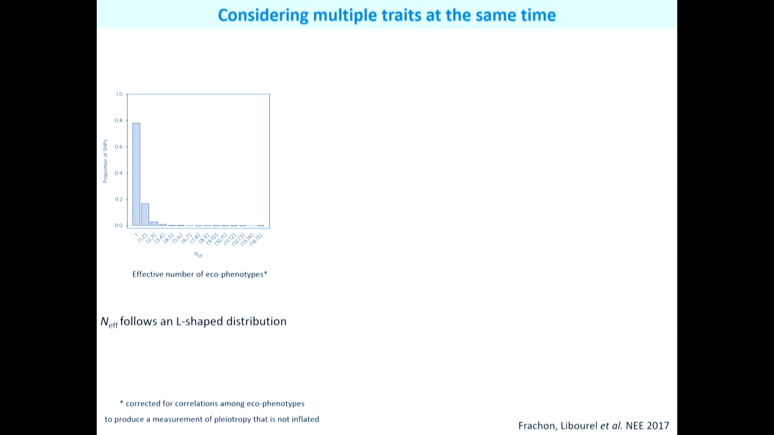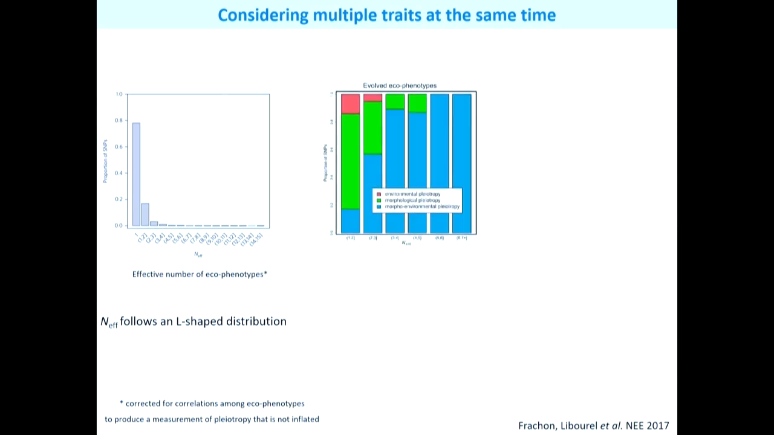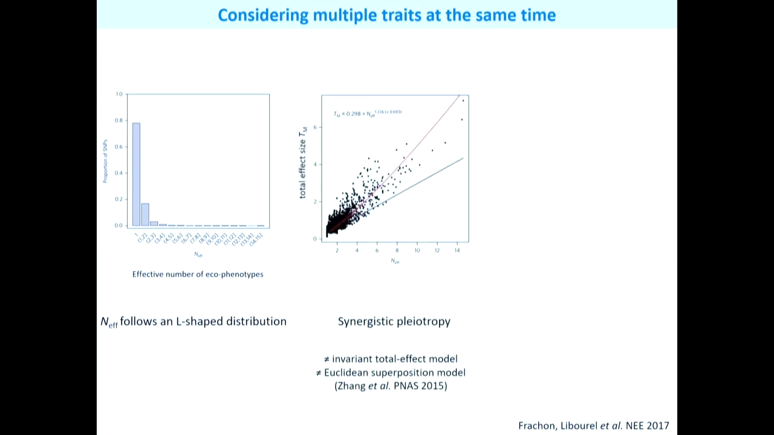Now if we look at multiple traits at the same time, here we look at the effective number of ecophenotypes, and we observe an L-shaped distribution of the effective number of ecophenotypes. This is in line with what people observe in nematodes, yeast, and mice. We also observe a synergistic pleiotropy: the total effect size increases with the effective number of ecophenotypes faster than linearly.